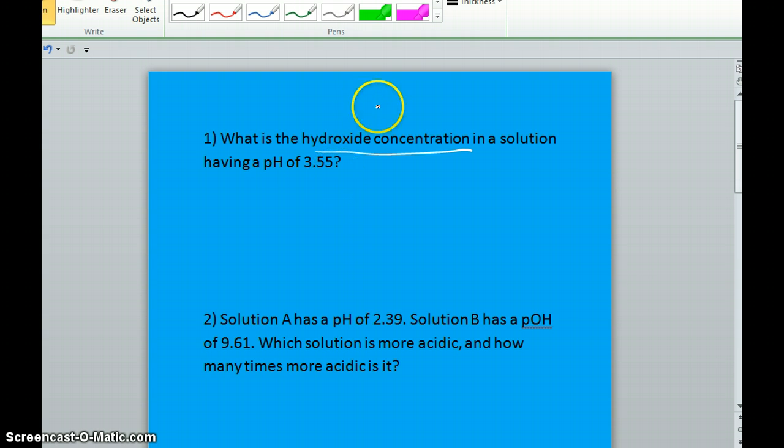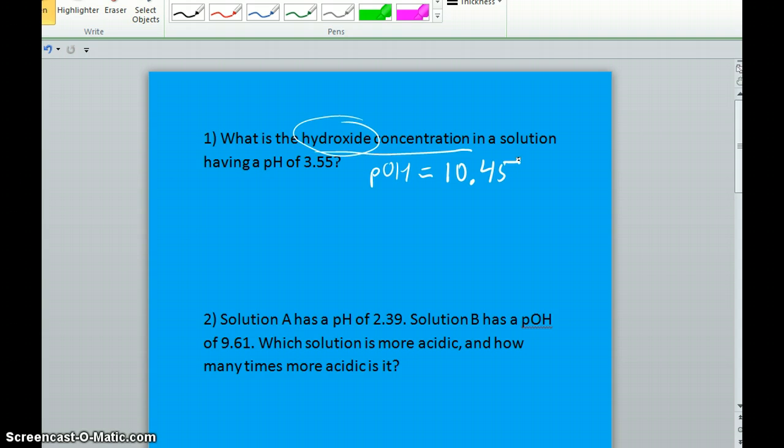Well, first of all, since I'm asking about a base, something with hydroxide, I'm not going to think pH, I'm going to think pOH, because the hydroxide concentration is what I'm interested in, not the proton concentration. And if the pH is 3.55, the pOH would have to be 10.45.